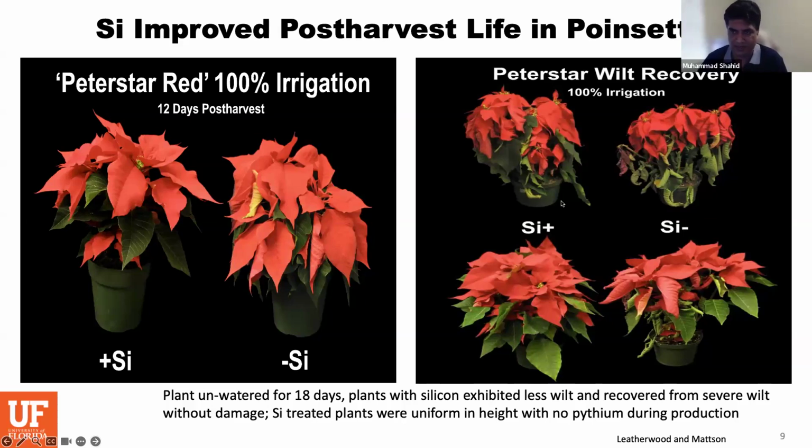In another study, Dr. Neil Matson's program, the plants were not irrigated for 18 days, both silicon and non-silicon treated. You can see there is a lot of wilting in the non-silicon treated plants under drought stress for 18 days. But once they were re-watered, the silicon treated plants recovered 100% compared to the non-silicon treated ones.